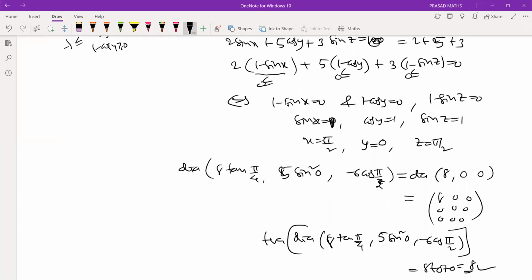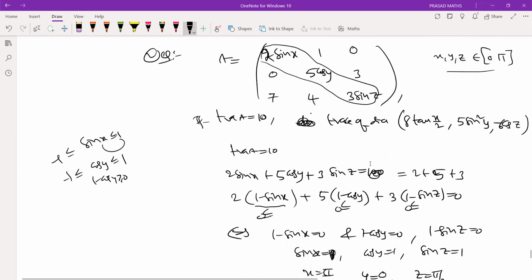Is it clear? Hello? Yes, sir. So this is an important trick. Sum of non-negative terms is 0 only if each term is 0. Right?